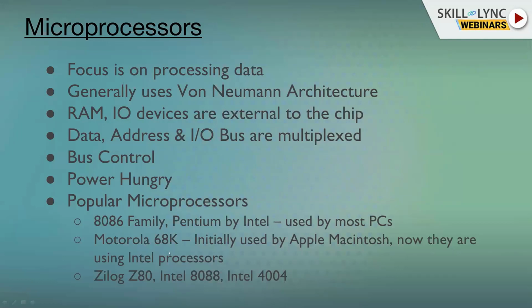Popular companies involved in building these microprocessors are Zilog, Intel, Motorola, and AMD, which I missed here. Zilog is now, I think, no more. Motorola is also no more. These companies are kind of gone. Motorola merged with Google. Zilog was bought by Cypress, I think, one more company.